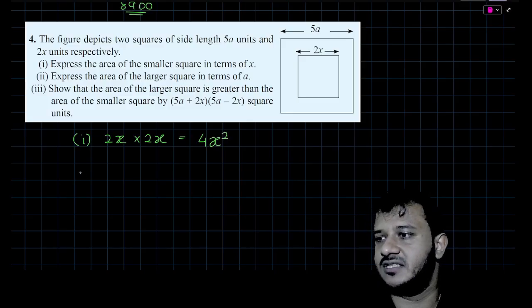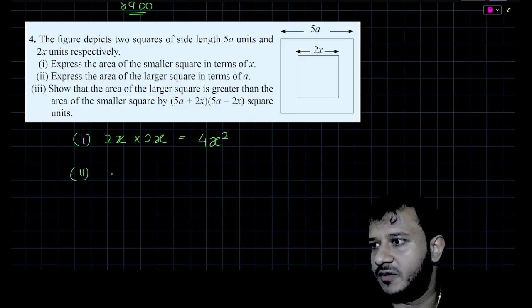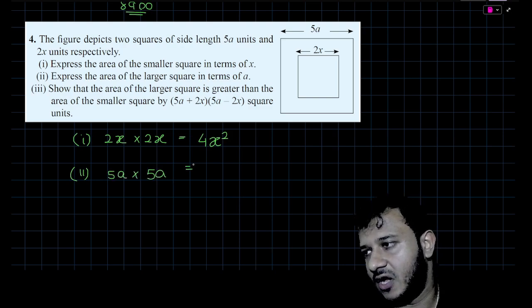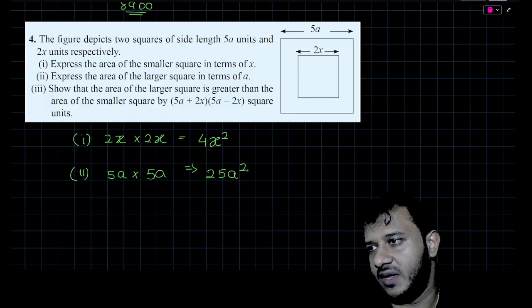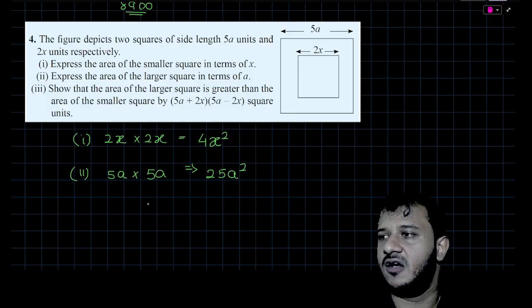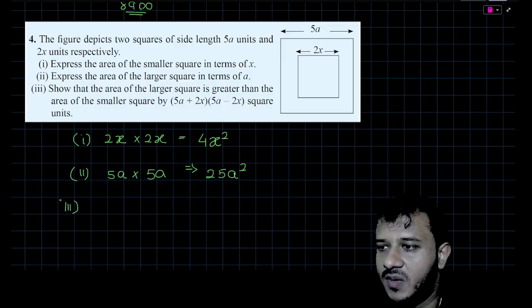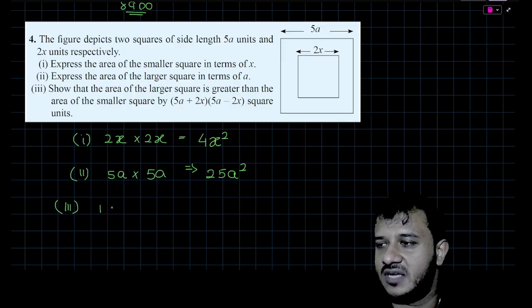Express the area of the larger square. Larger square will be what, Pute? 5a times 5a. That will be how much, Pute? 25a squared. Show the area of the larger square is greater than the area of the smaller square by this much. So how to find how much the larger square is bigger than the smaller square? Usually that is the difference of the two squares, right?